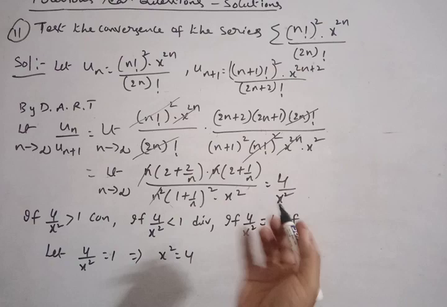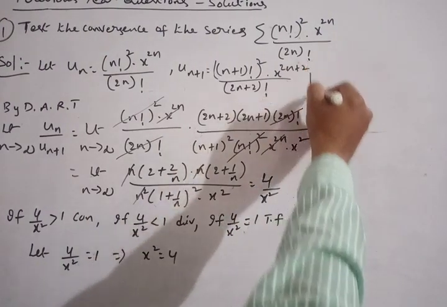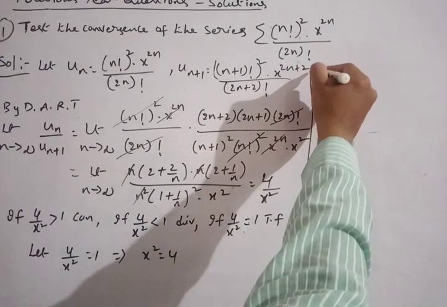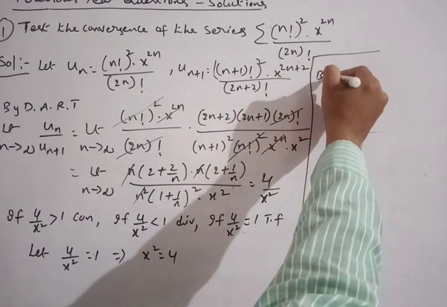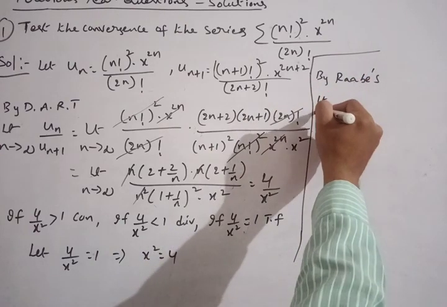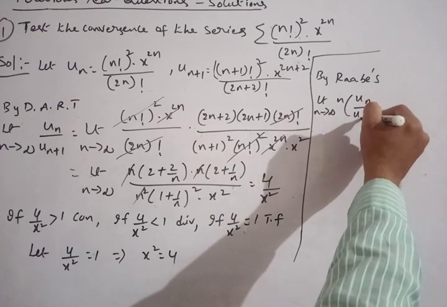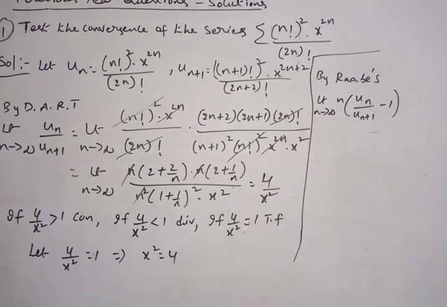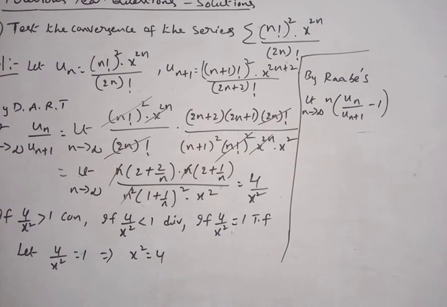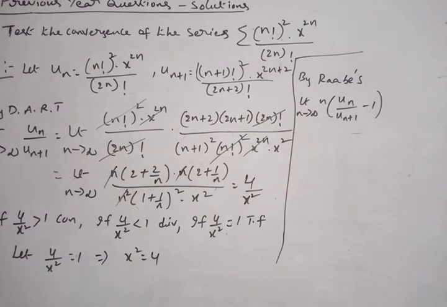So what you have to do now? By Raabe's test you have to do. Whenever D'Alembert ratio test fails, you need to solve Raabe's test. So therefore by Raabe's, limit n tends to infinity, what you have to find? n into (u_n by u_(n+1) minus 1) you have to find. Correct? So what I get here?